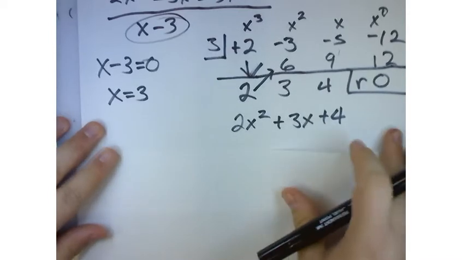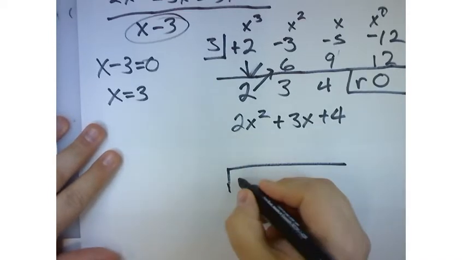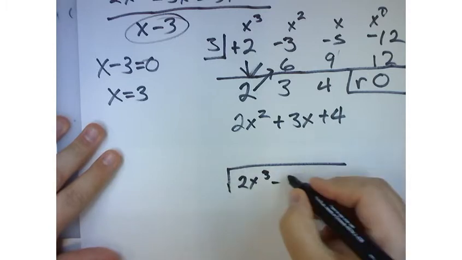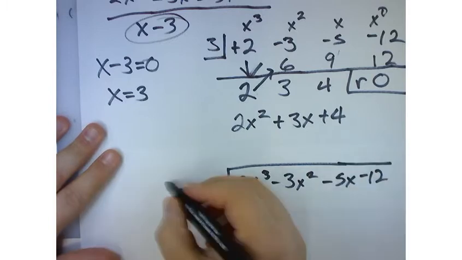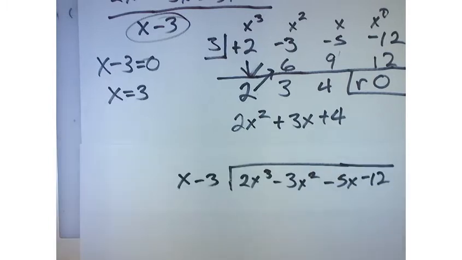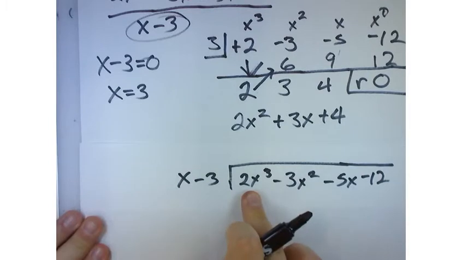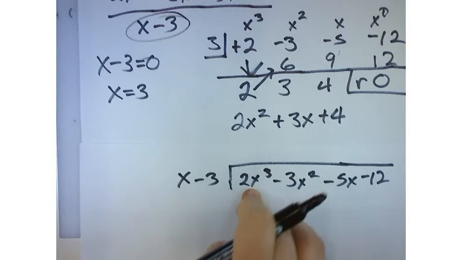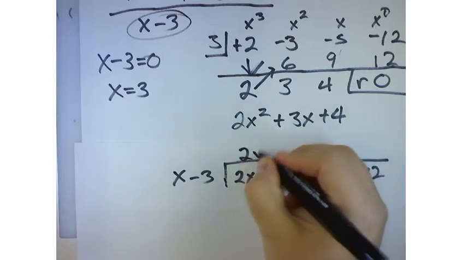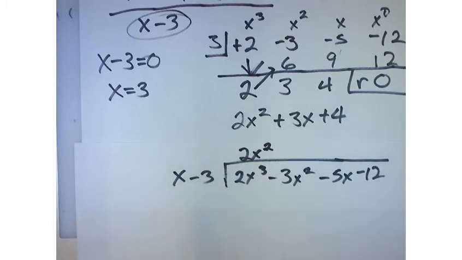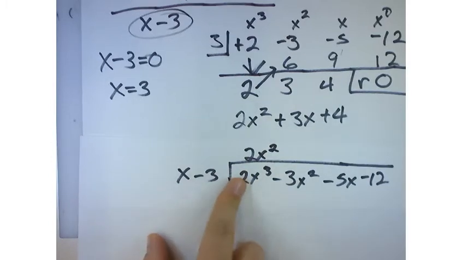So now, just to show you guys where that comes from, let's actually write it out longhand. So I do 2x cubed minus 3x squared minus 5x minus 12, and then I have divided by x minus 3. Now, if I divide this by x, in other words, what do I multiply x by to get 2x cubed? 2x squared. So automatically, because we're dividing by x, that leading coefficient is always going to be the leading coefficient of the quotient. Does that make sense?